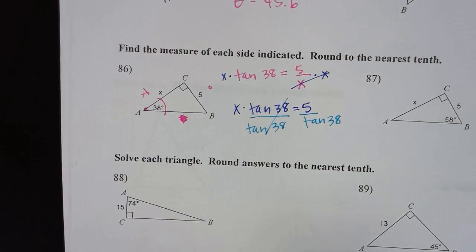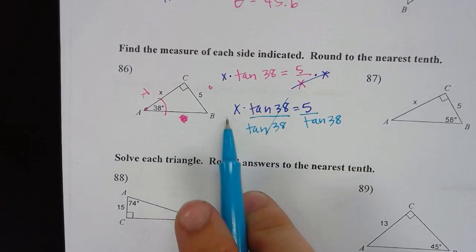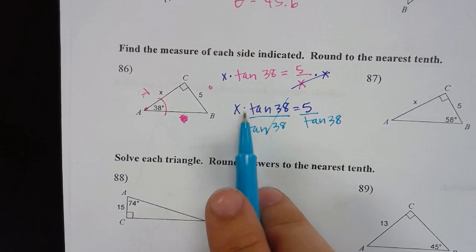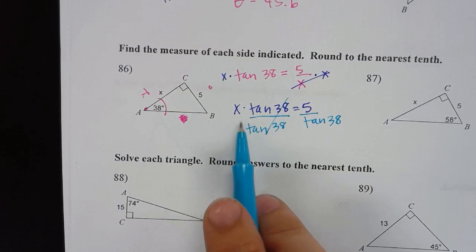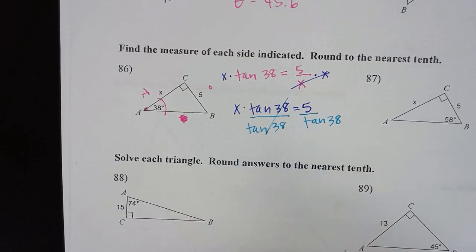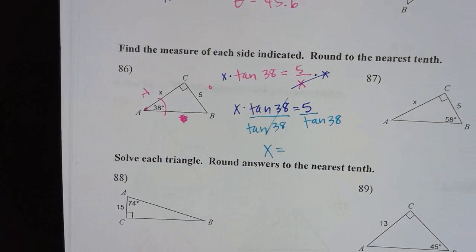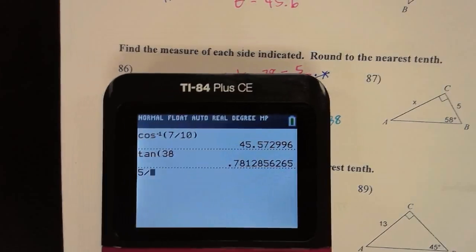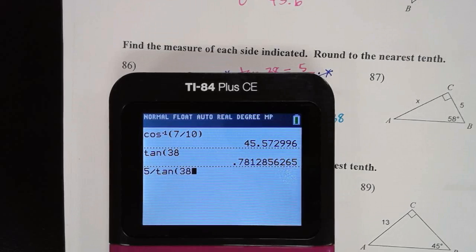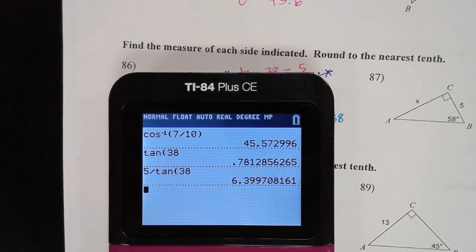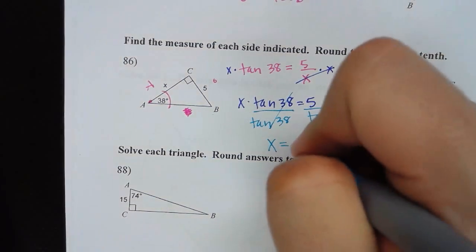So this is how I'll do it. Tangent is multiplied by the x. So to cancel the multiply, that's what we're canceling, is the multiply, I'm going to divide both sides. And I'll get x equals 5 divided by the tangent of 38. There's no inverse because I'm not solving for an angle. That side right there, 6.4. That's all you have to do.